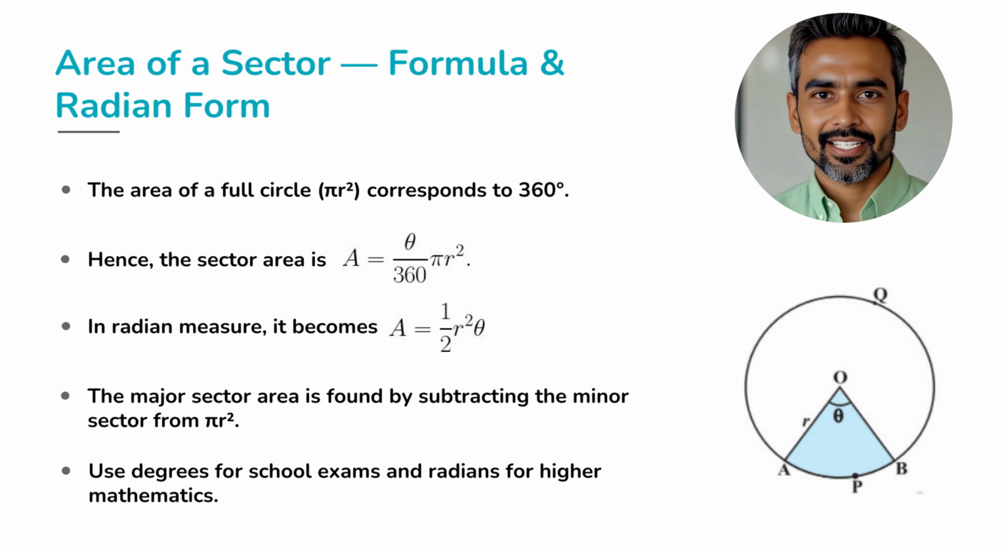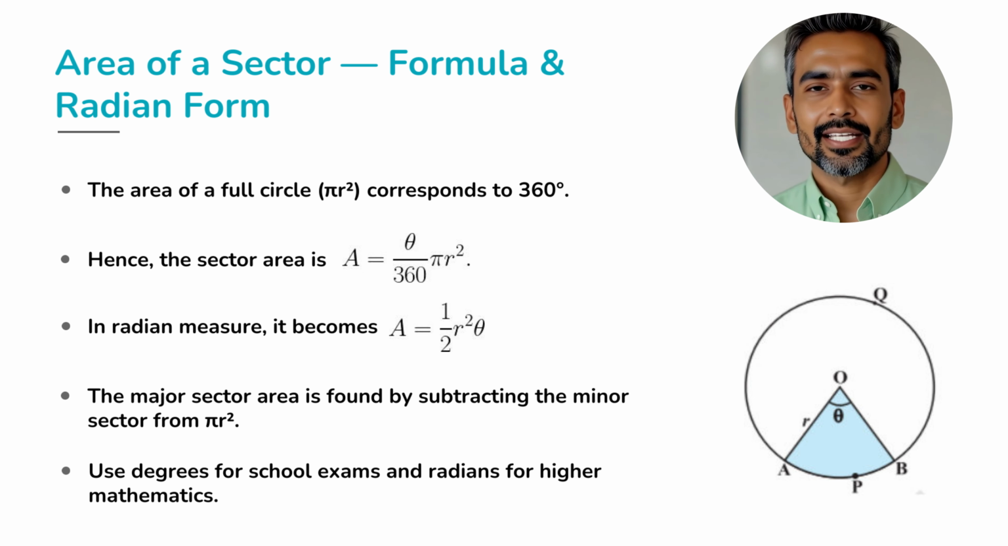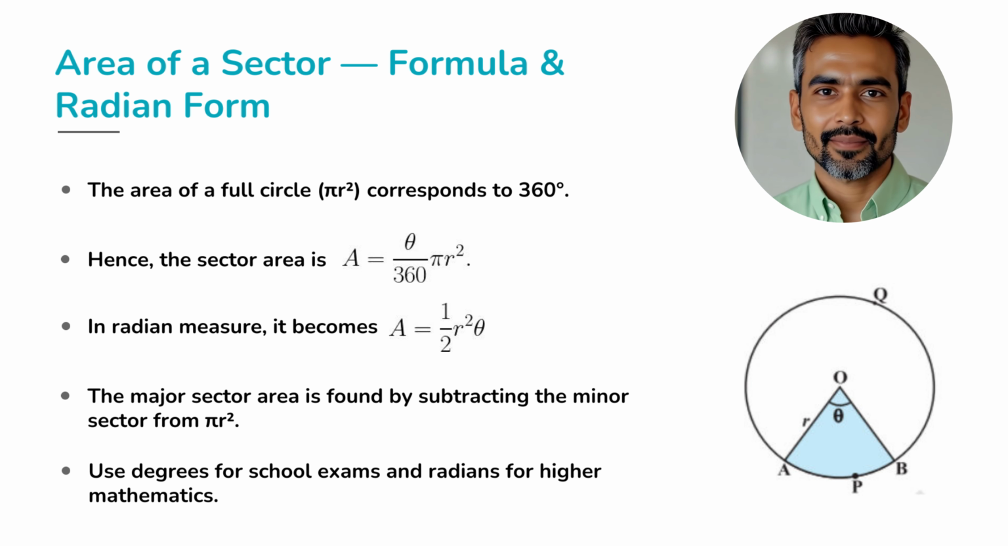Now imagine coloring that slice of pizza. The area you color is called the area of a sector. Since the full circle has an area of pi r square, corresponding to 360 degrees, the area of the smaller slice, or the sector, becomes A equals theta by 360 into pi r square. And if you're working in radians, it changes to A equals 1 by 2 r square theta. Easy, right? If you want the major sector, simply subtract the minor one from pi r square.